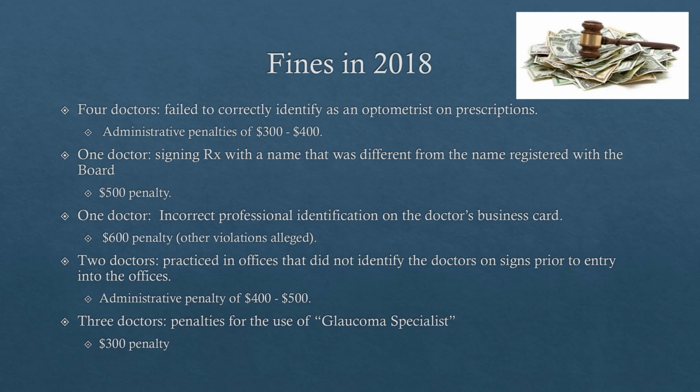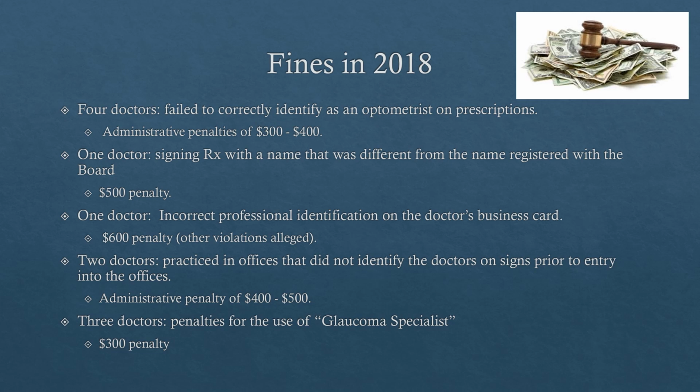Two doctors practiced in offices that did not identify the doctors on signs prior to entry into the office. And so this is a little bit different than just correctly identifying yourself. Here, what the law says is that you need to have your name visible to the public at the entry to the office if you practice at that location for more than 2 consecutive months.